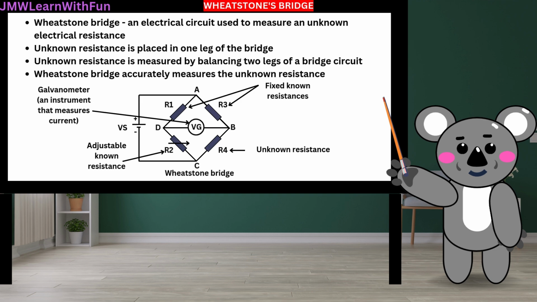The figure shows a Wheatstone bridge with a power supply connected between points A and C, a galvanometer VG, connected between points B and D. Galvanometer is an instrument that measures current.